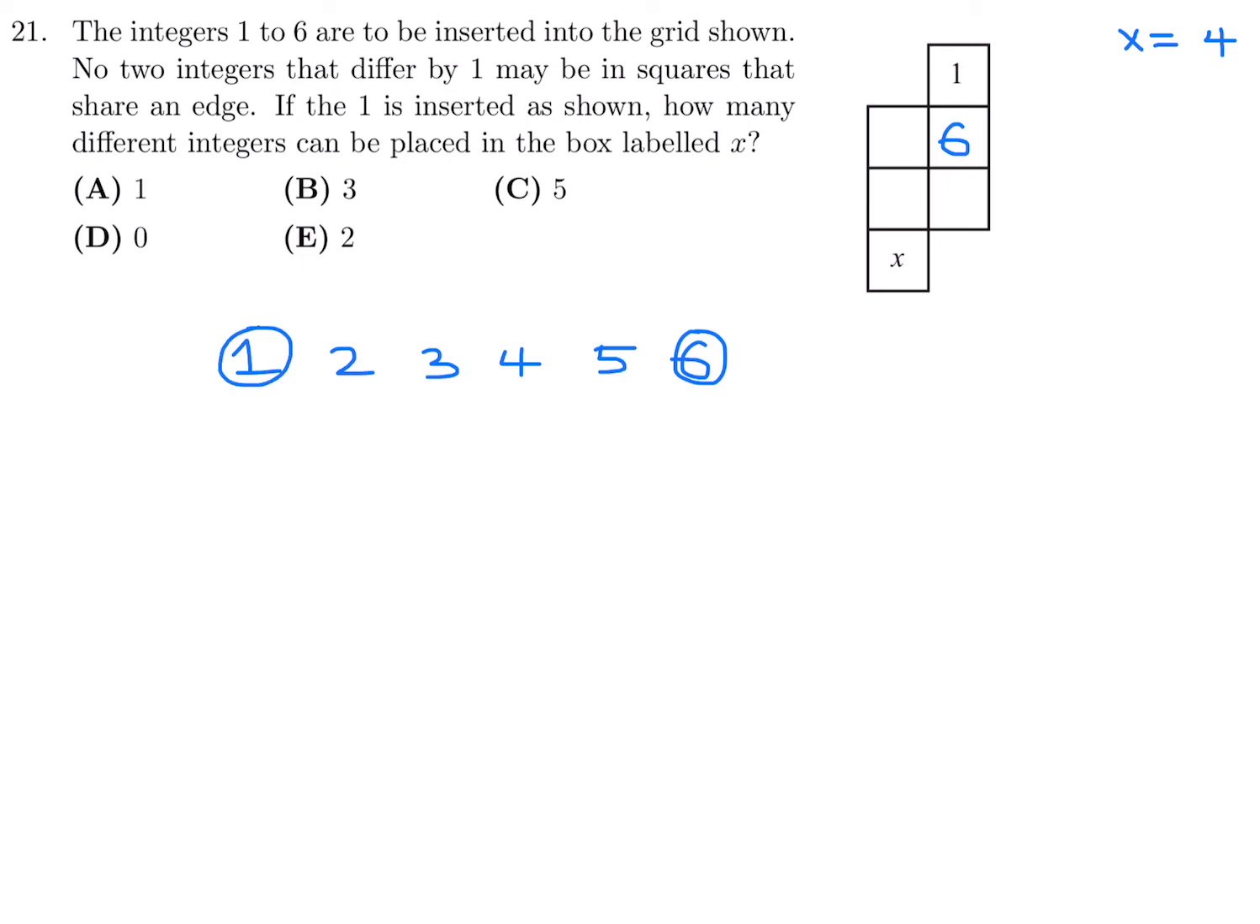Let's try a 4. Well, I already tried the 4, so let's try 3 and 2. If I put 3 and 2, the only number that can go here is 5, and then I get 4 again. So I think I've exhausted everything. I've tried all the different ways, and the only one that I kept coming up with for x is 4. So there's only one possible integer that can go in the box labeled x, and therefore number 21, the answer is 8.